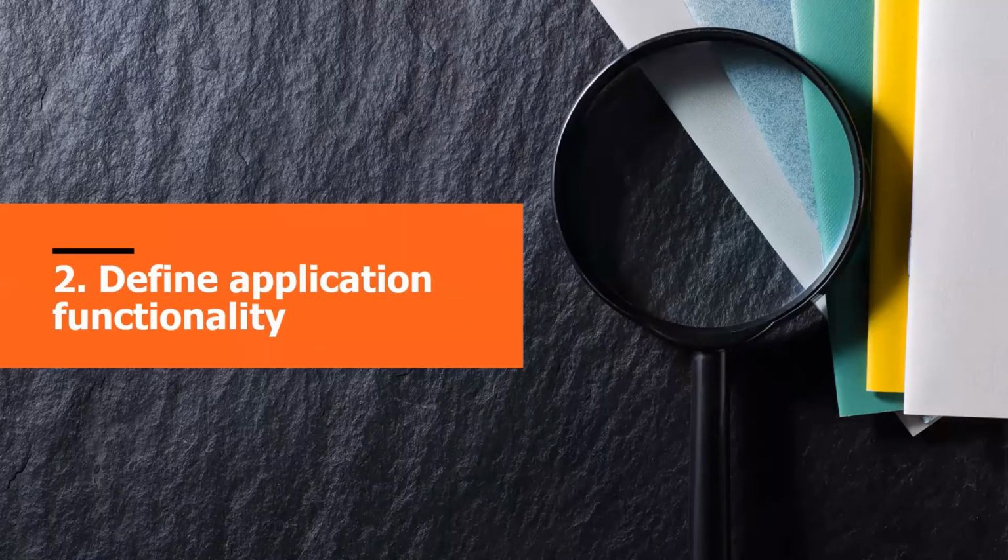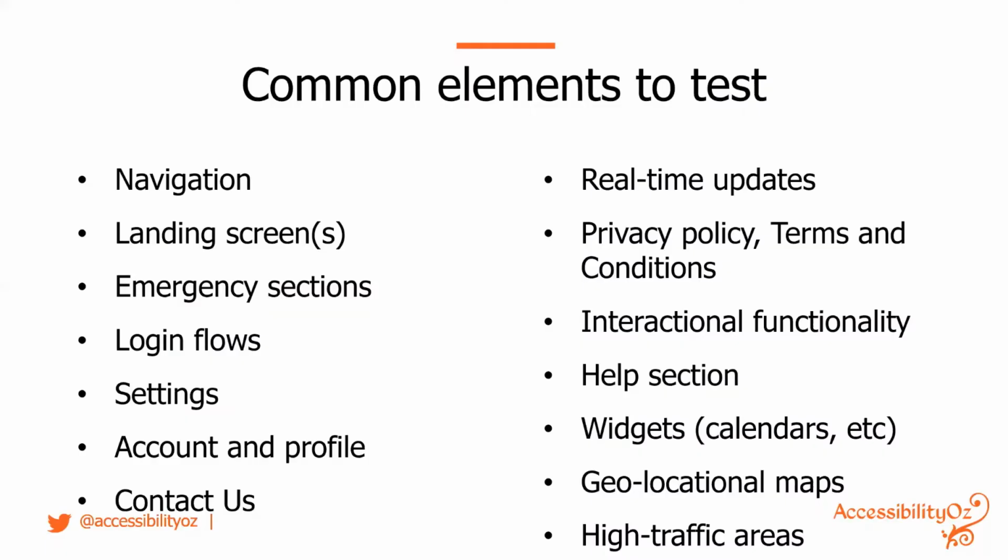For native apps, you need to define application functionality. Now, as well as defining what the critical functionality is on your native app, you need to also test these things. Navigation, landing screens, emergency sections, login flows, settings, account and profile, contact us, real-time updates, you know, Uber, etc., privacy policy, terms and conditions, interactional functionality, help section, widgets such as calendars, geolocational maps, and high traffic areas.